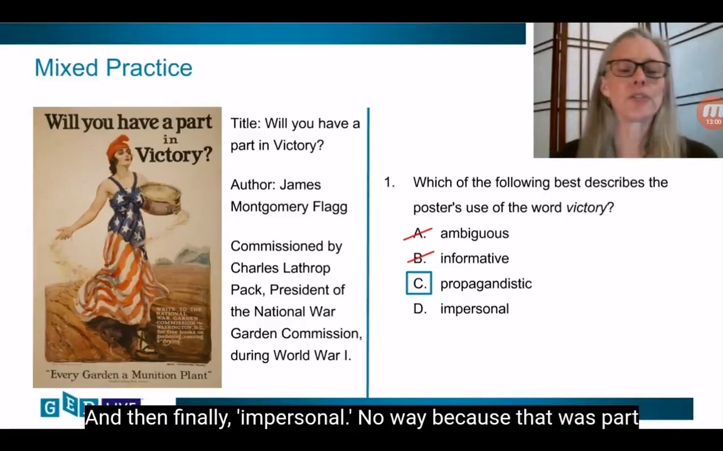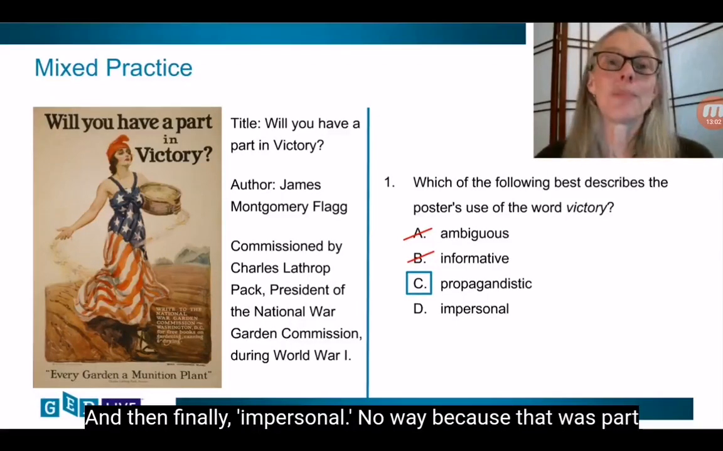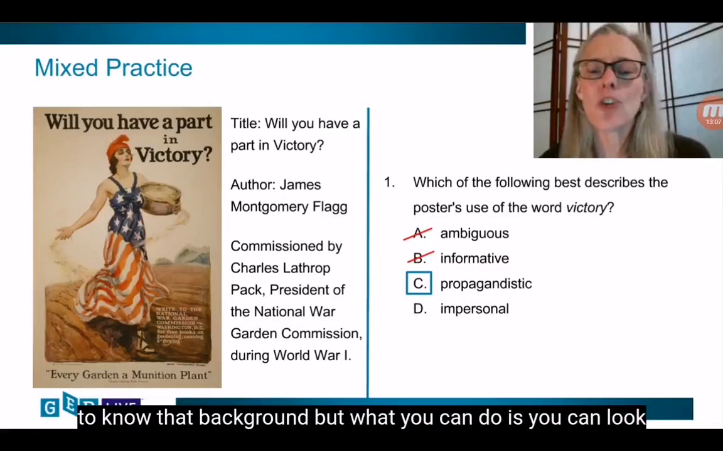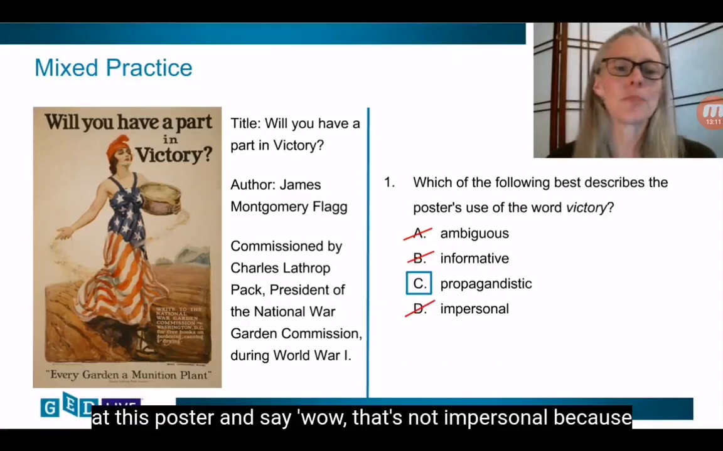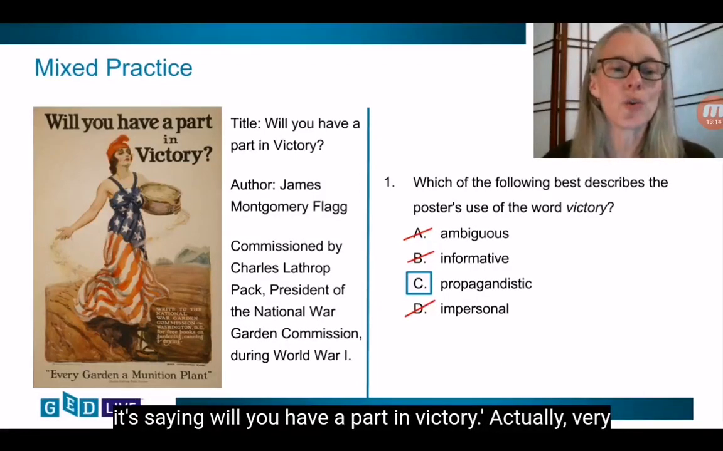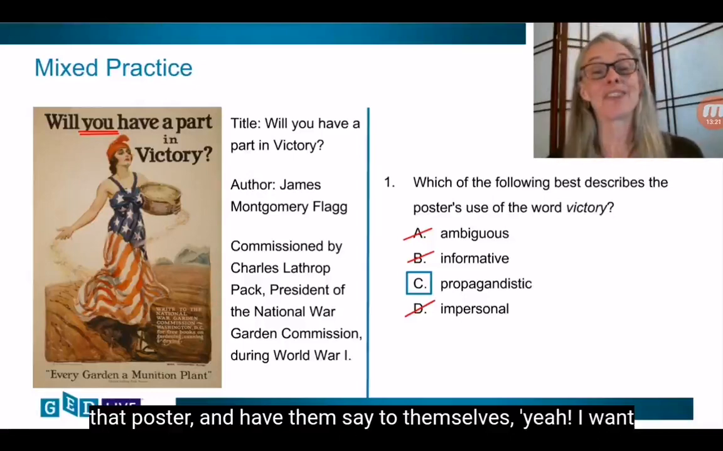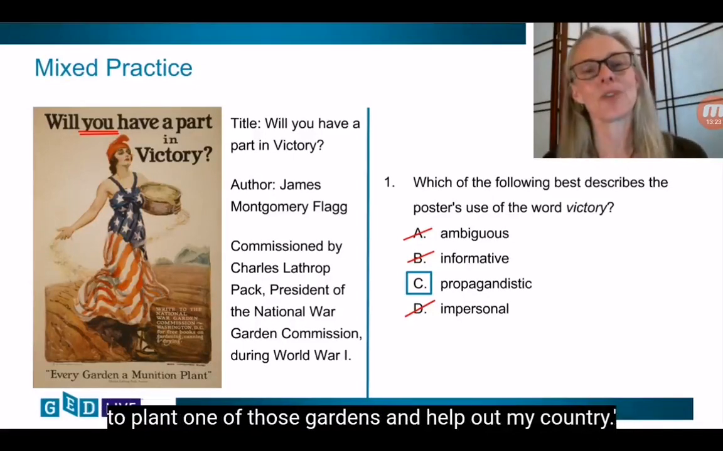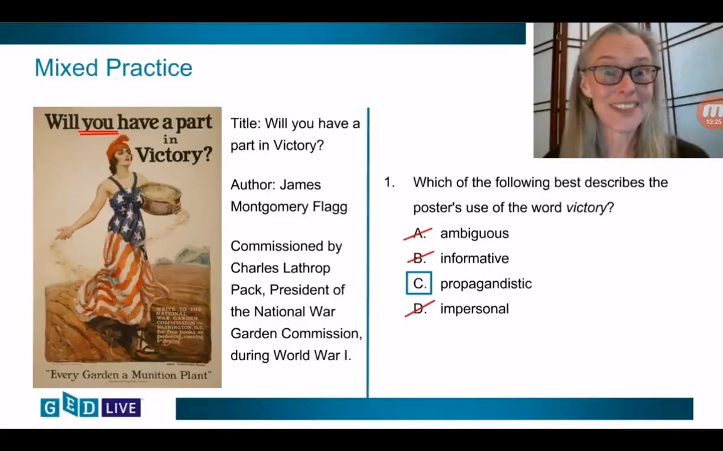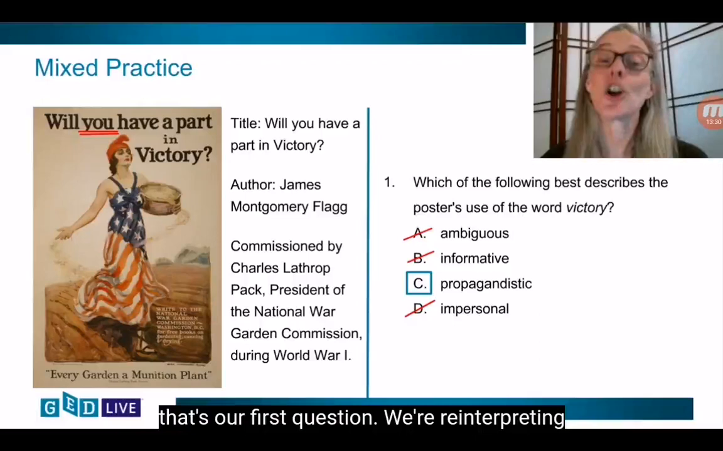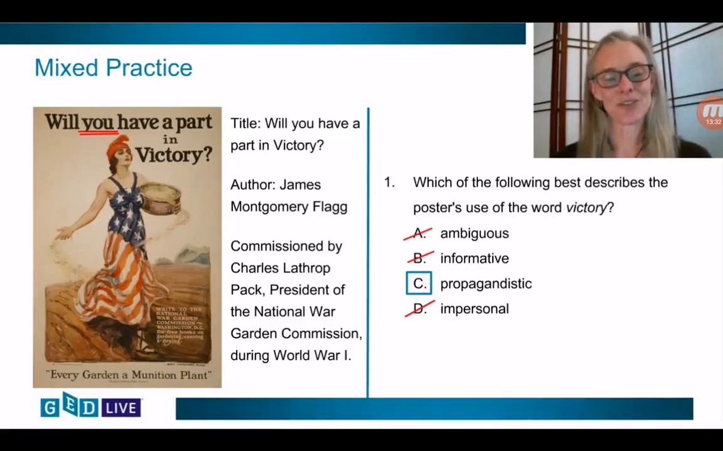And then finally, impersonal. No way, because that was part of the point of these propaganda posters, and you don't have to know that background, but what you can do is look at this poster and say, wow, that's not impersonal because it's saying, will you have a part in victory? Actually, very personally trying to speak to each person who looked at that poster, right? And have them say to themselves, yeah, I want to plant one of those gardens and help out my country. So that's our first question. So we're interpreting how that word victory is being used here.